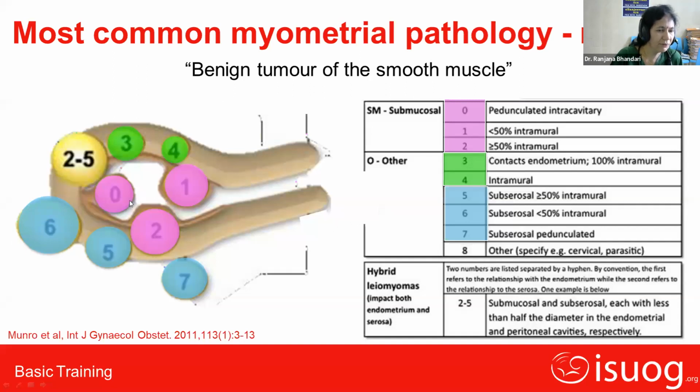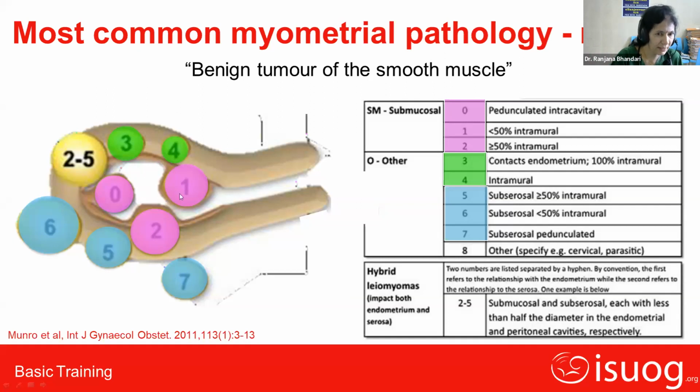So now again we will see number 0 is in the endometrial cavity. Number 7 is in the serosal cavity. You should remember this. Number 0 is in the endometrial cavity. Number 7 is in the serosal cavity. Number 1 is less than 50% intramural. And number 6 is again less than 50% intramural. Both are, see, this is from this side and from that side. 0 is in the endometrial cavity. 7 is outside in the serosal cavity.